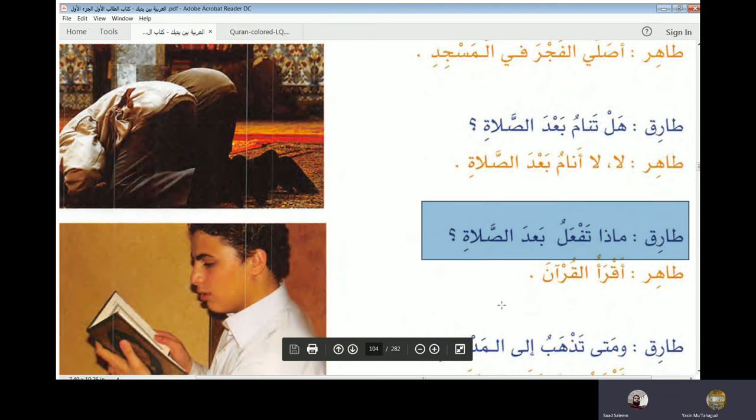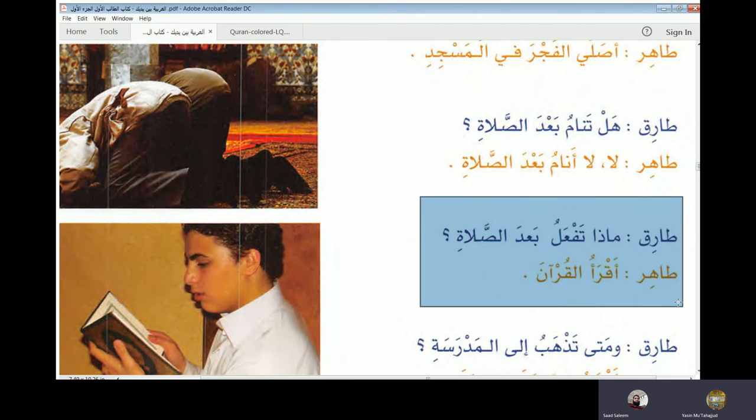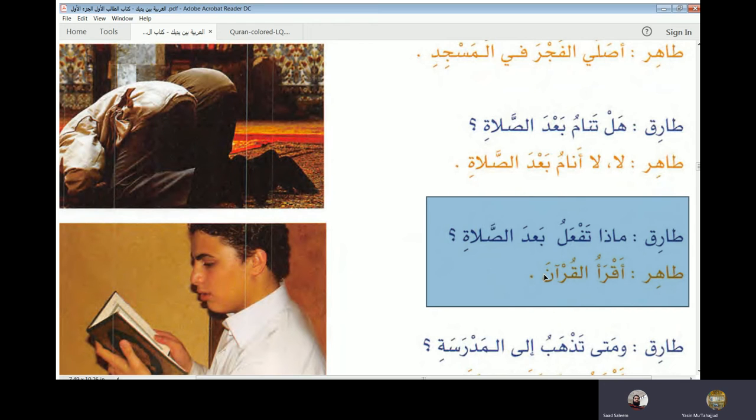What do you do after salat? Aqra'u al-Qur'an. I read the Qur'an.